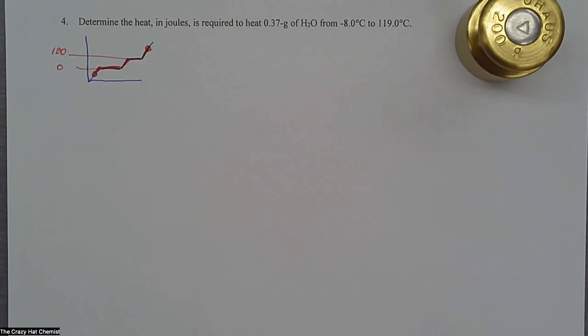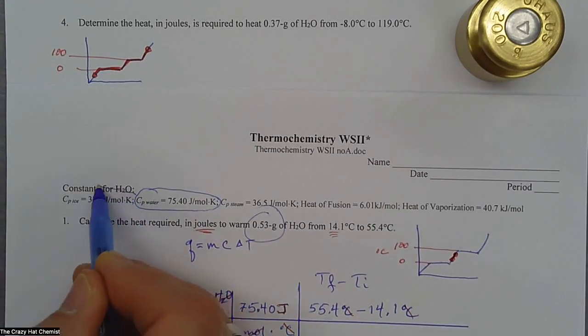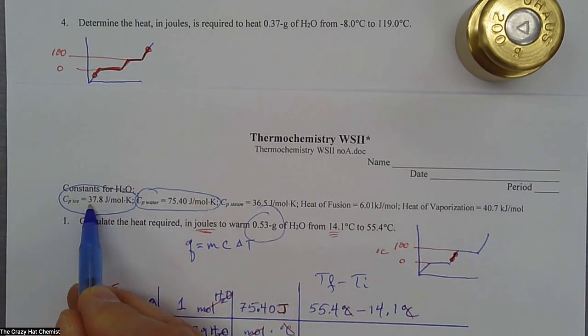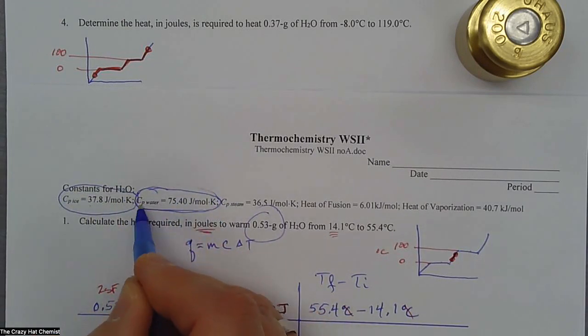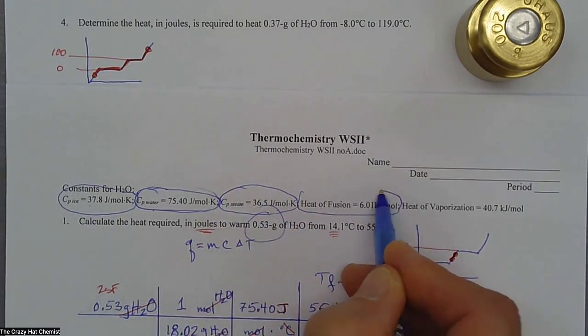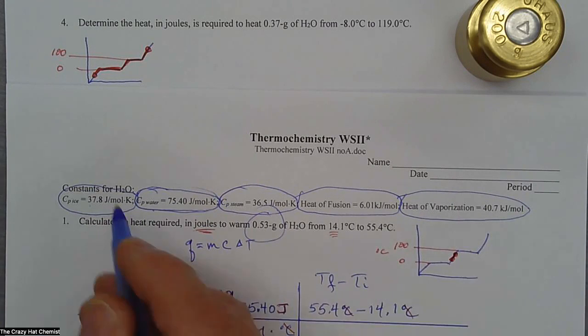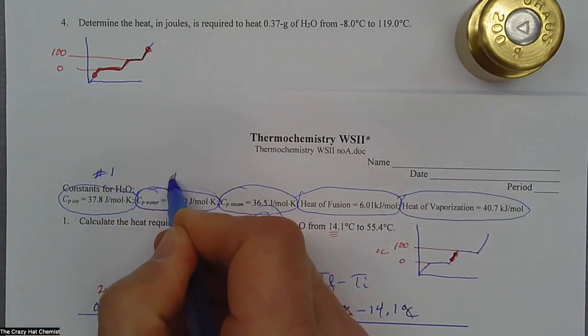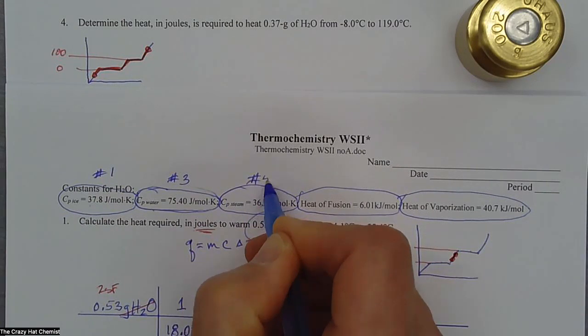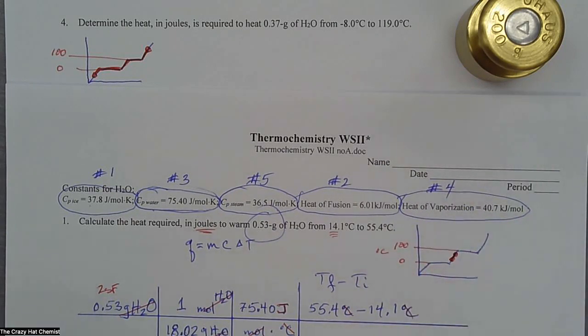I'm going to be using the constants that were at the top of this worksheet originally. And let's see if we can slap that back on here again. So we did problem number 1, and we have some constants here. This is the specific heat capacity for ice. This is the specific heat capacity for water. This is the specific heat capacity for steam. This is the heat of fusion, and this is the heat of vaporization. We're going to be using these 5 constants. This is going to be for step number 1. This is going to be for step number 3. This is going to be for step number 5. This is going to be for step number 2, and this is going to be for step number 4.